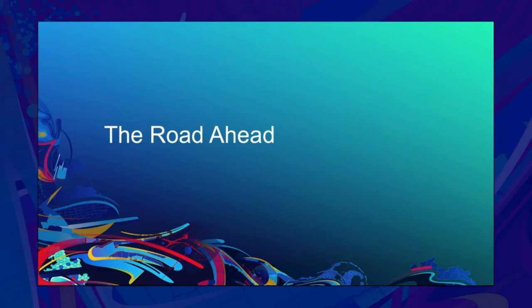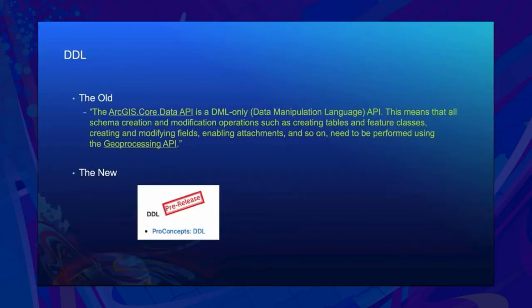So that is all the stuff that is officially shipping today, already out there. I want to talk a little bit more about what is coming in the road ahead. Now, in the past, every time I give this talk, I come up and tell everybody that the Geodatabase API is DML only, and that you cannot use it to change your schema to do data definition language operations, and you need to use geoprocessing for that.